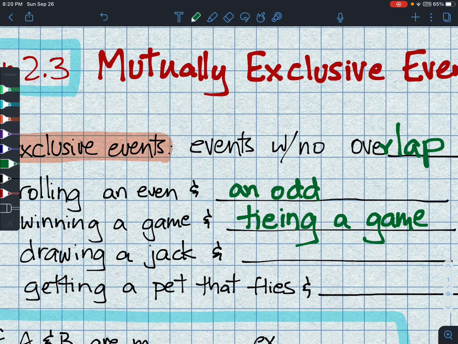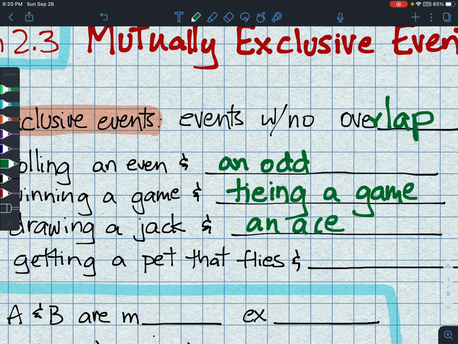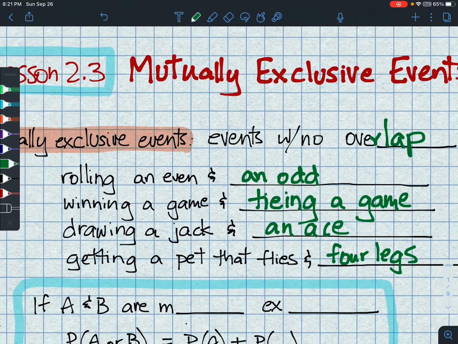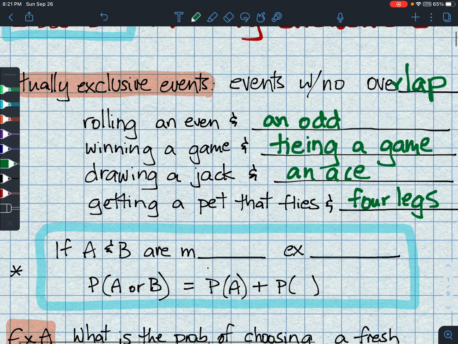Drawing a jack from a deck of cards or drawing an ace. Getting a pet that flies and going to the store and getting a pet with 4 legs. Those would be all mutually exclusive events that can't happen at the same time. There's no overlap. So if something is mutually exclusive, then what we say is you just add those two probabilities up. Okay? So if A and B are mutually exclusive, then just add them up.